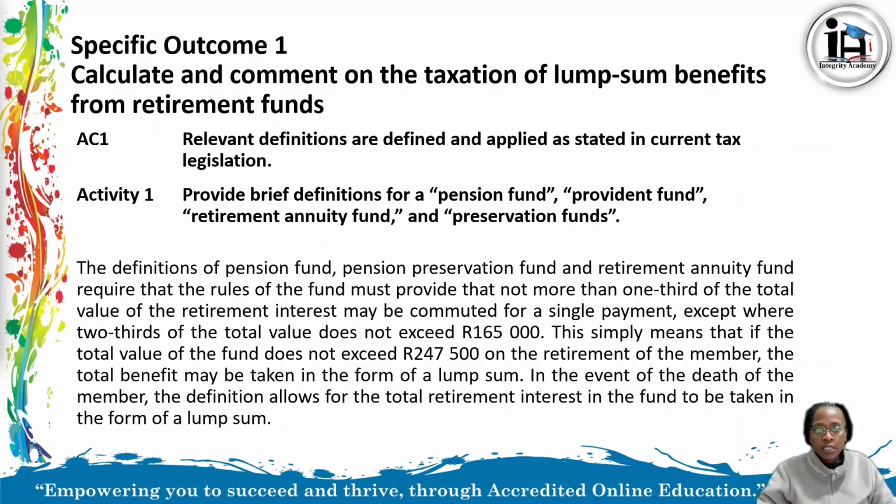The definitions of pension fund, pension preservation fund, and retirement annuity fund require that the rules of the fund must provide that not more than 1/5 of the total value of the retirement interest may be committed for a single payment, except where 2/3 of the total value does not exceed 165,000. This simply means that if the total value of the fund does not exceed 247,500 on the retirement of the member, the total benefit may be taken in the form of a lump sum.